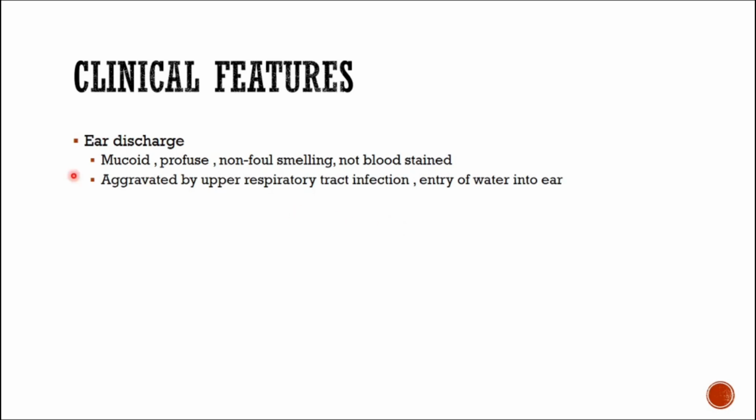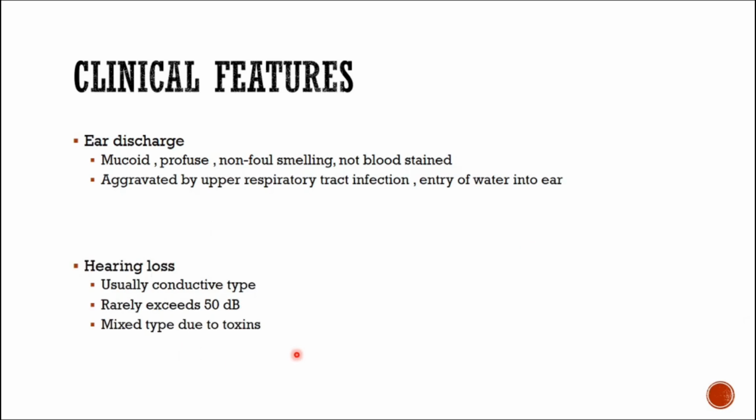Okay, and this characteristic of ear discharge you are supposed to remember, because this is very important. In safe type of disease, the discharge will be mucoid, profuse, not foul smelling, and not blood stained, and it is usually aggravated by any upper respiratory tract infection and entry of water into the ear.